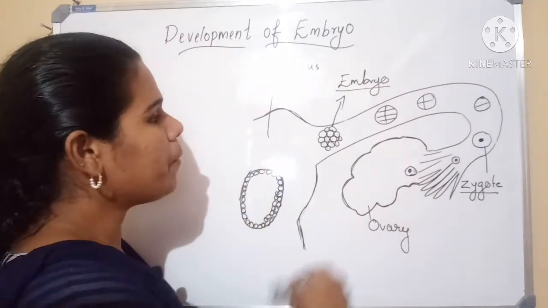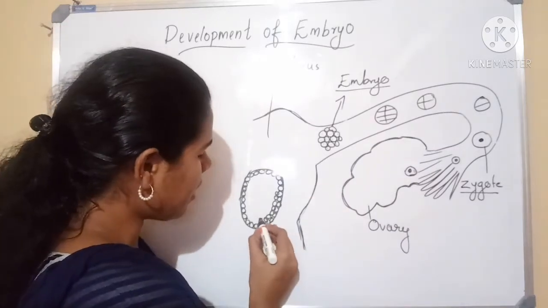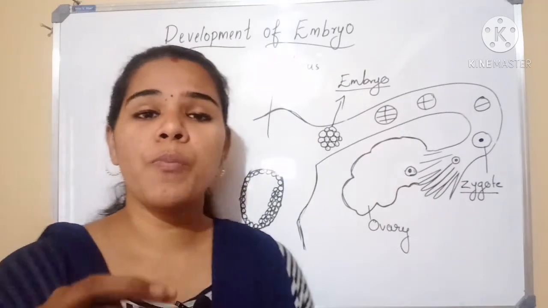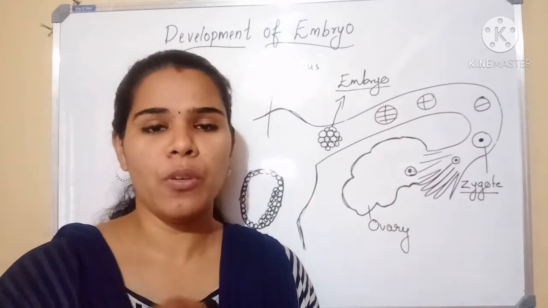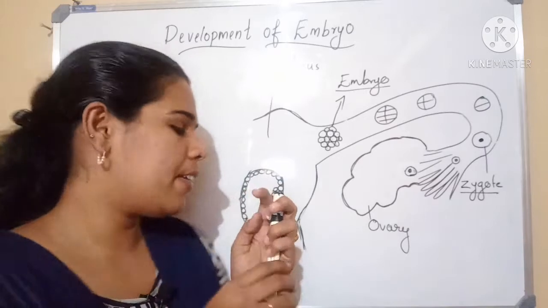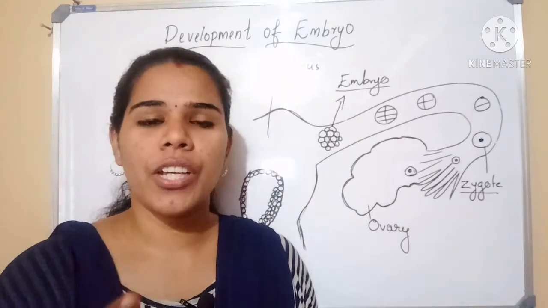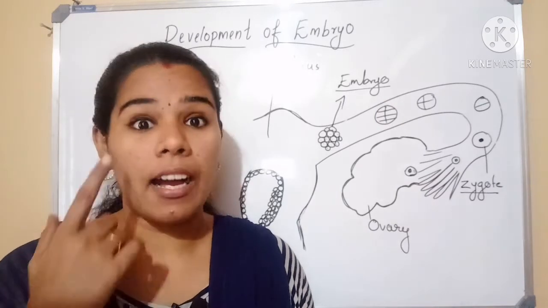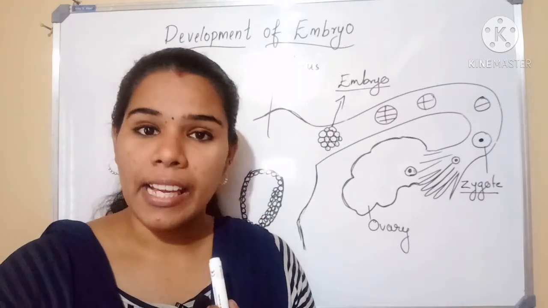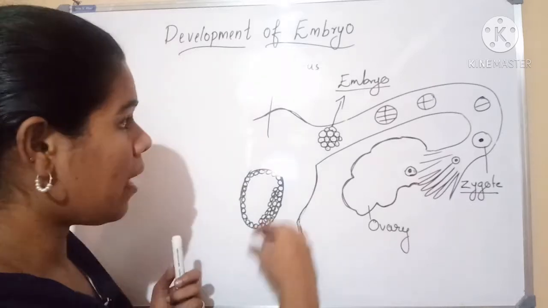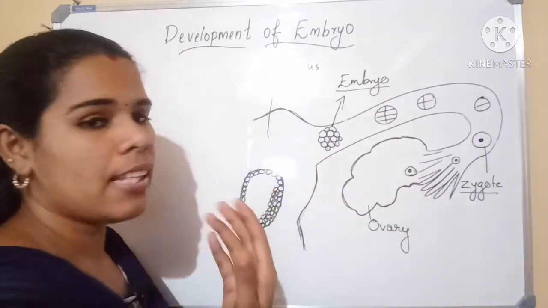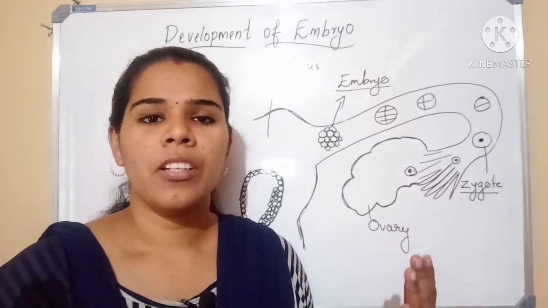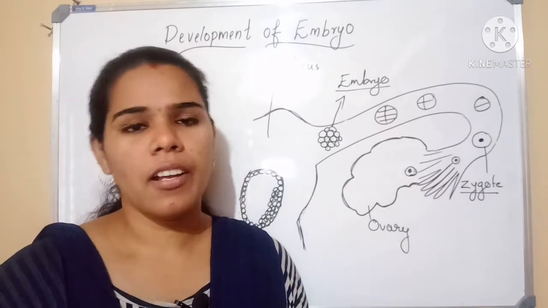So the embryo again divides into groups of cells. This embryo is a group of cells or a ball of cells. It again divides and gradually develops, and this group of cells develops into different body parts such as eyes, nose, head, legs, hands. So this embryo again divides into groups of cells, and this group of cells begins to develop different body parts such as head, leg, hand, nose.